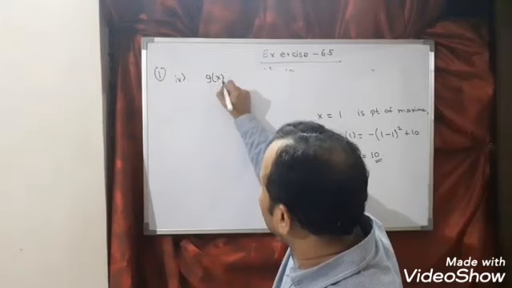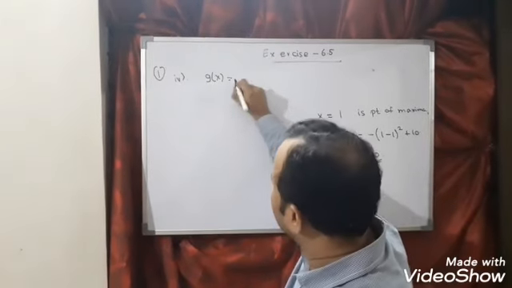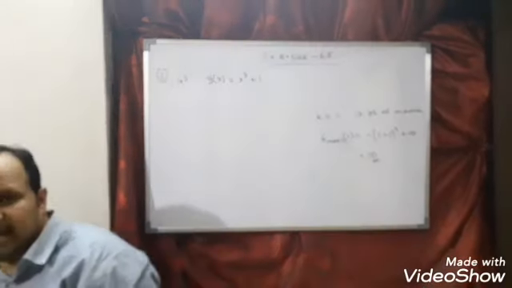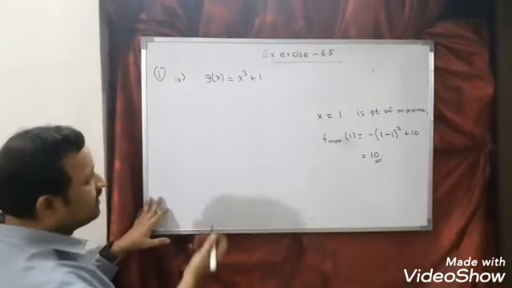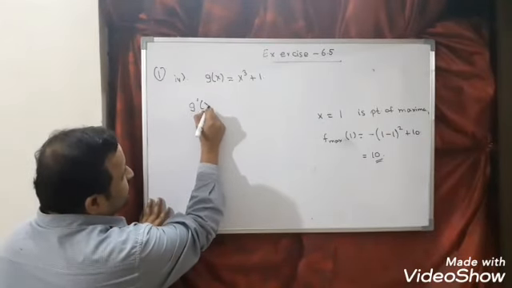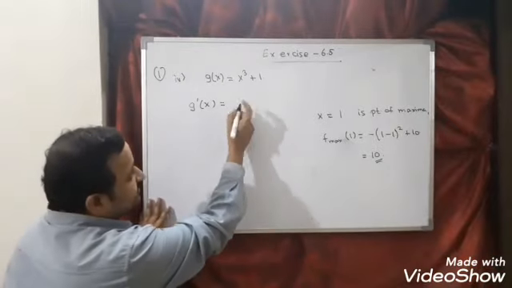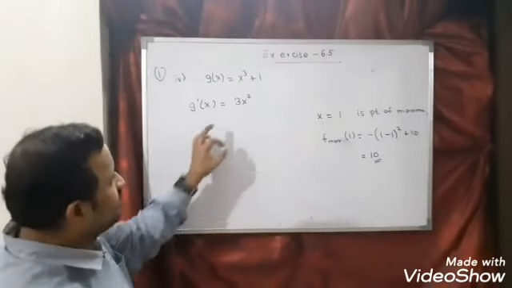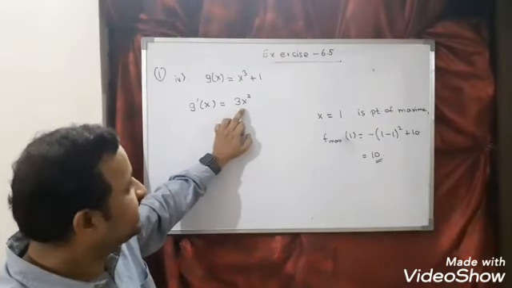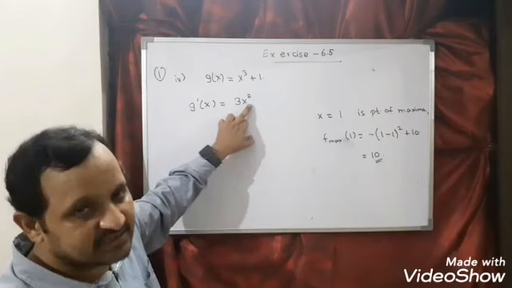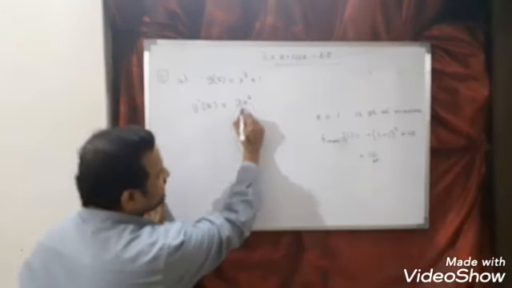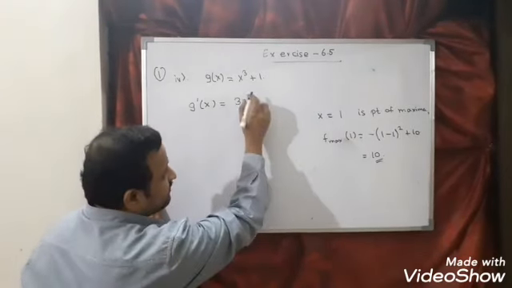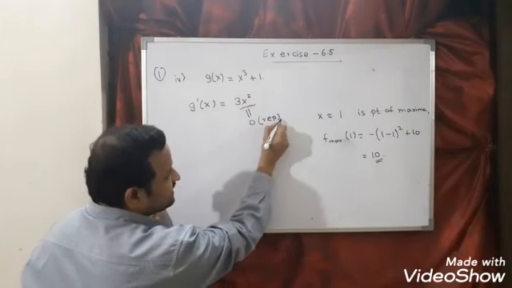g of x is equal to x cube plus 1. Find the maximum and minimum value of this. Again, differentiate: g dash x is equal to, what is the differentiation of x cube? 3x square, and differentiation of 1 is 0. So find g dash x, break it into linear factors. So I can say x square, coefficient of x is positive. What is the critical point of this? I can say 0. But here the power is 2. So I can say 0, but it is repeated.